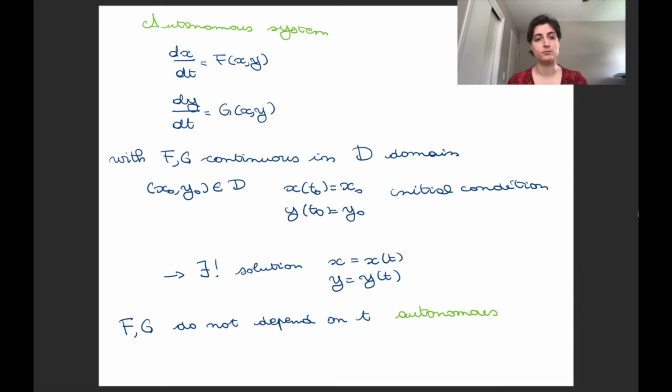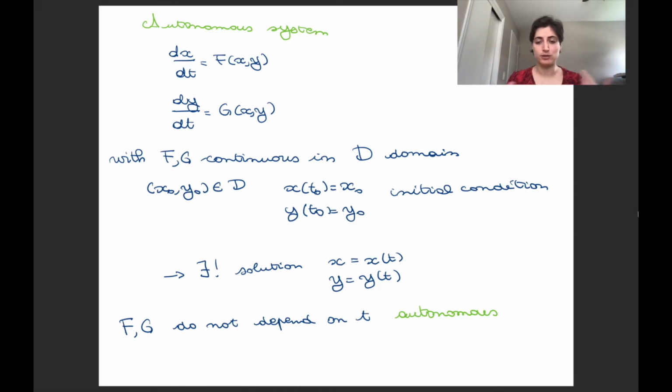This is called autonomous. And we're expecting f and g to be continuous for some values of x and y in a domain that we call D. So for any x and y in the domain D, f and g are continuous. If we pick an initial condition inside the domain, so if we pick x0, y0 inside the domain of continuity of both f and g, and we assign some initial conditions, so we know that the solution at time t0 is at x0, y0, then there exists a unique solution. There exists a unique solution for some time around that.